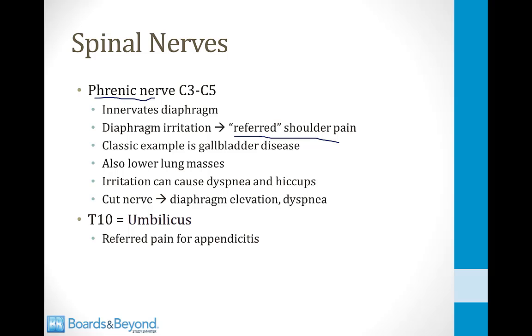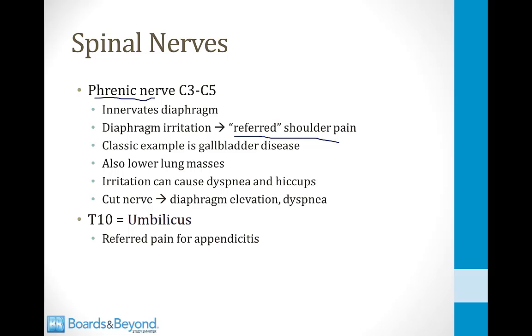Irritation of the phrenic nerve also causes dyspnea because you can't move the diaphragm the way you would like, and it can also cause hiccups. Sometimes patients get the phrenic nerve cut during surgery, particularly thoracic or cardiac surgery, and after this, they can have shortness of breath and elevation of one half of their diaphragm from loss of that phrenic nerve.